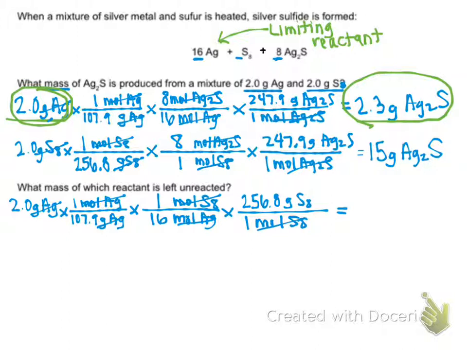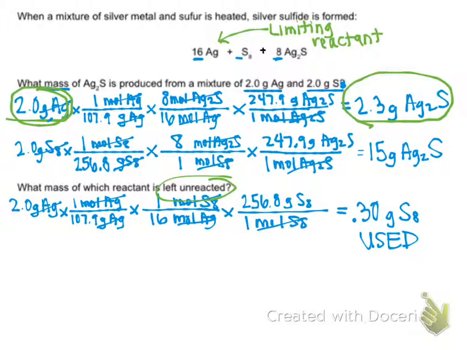So I got, let's see, 2 sig figs, 0.279, so it's going to be 0.30. And this is grams S8. And that's how much is used. You're going from your 2 grams of silver, which is your limiting reactant, to figure out how much S8 it is going to use in the reaction. 0.30 grams used. It is asking for how much is left unreacted.